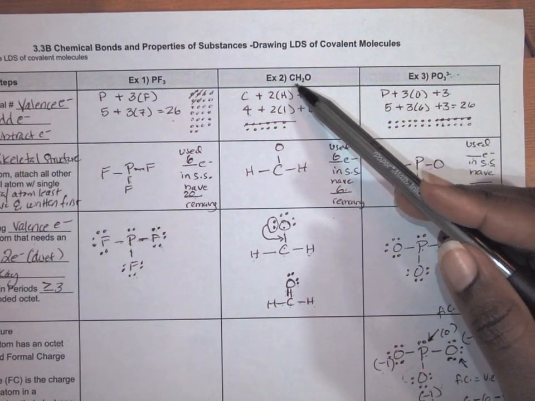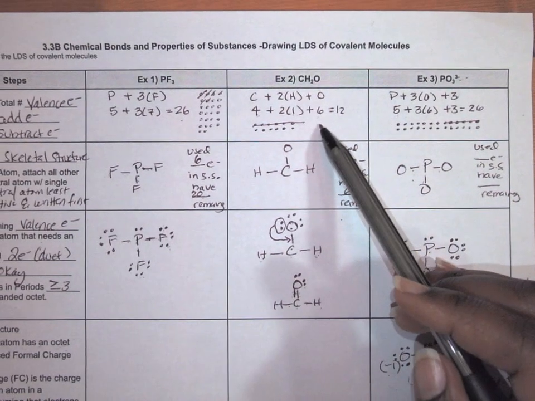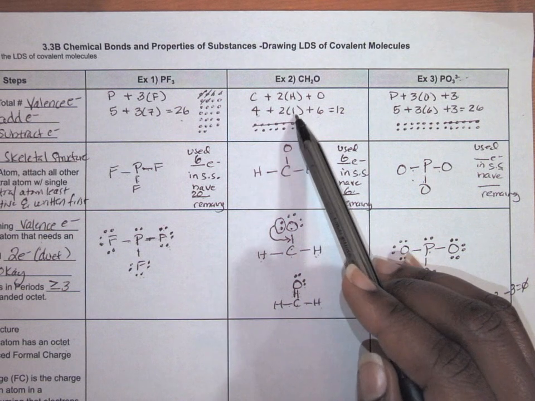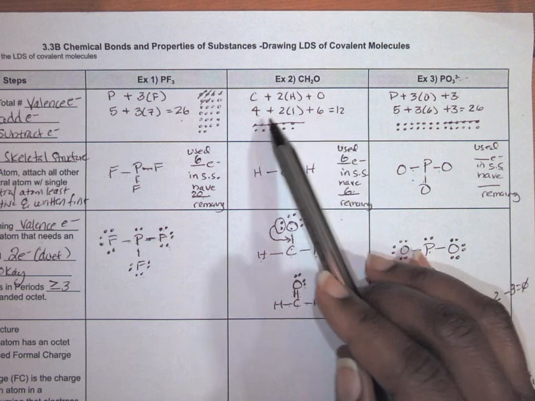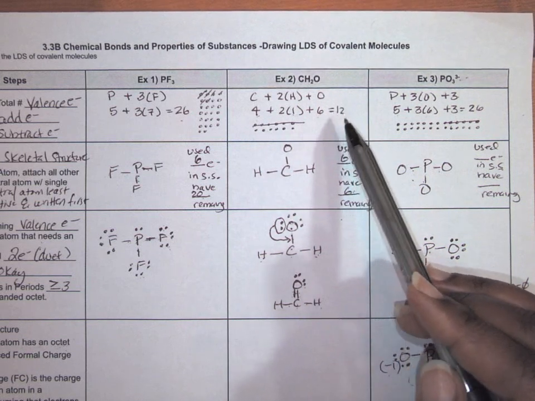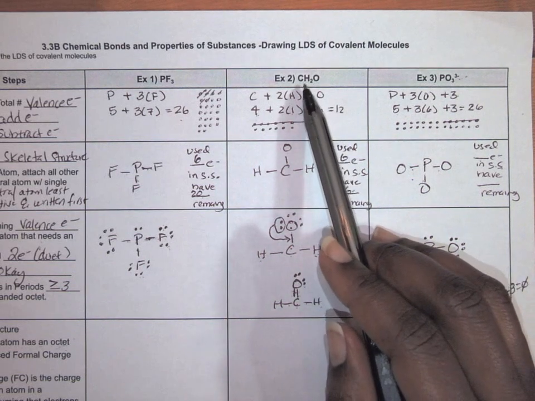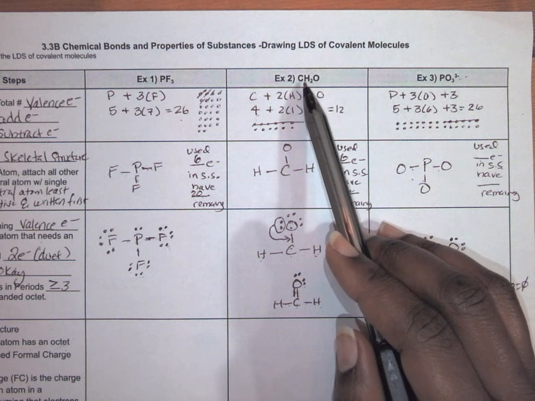Now we look at the second example, CH2O. So step 1, calculate the total number of valence electrons. Carbon's in group 14, it has 4 valence electrons. Hydrogen has 1 valence electron, and oxygen's in group 16, it has 6. If you add that up together, it gives you 12 valence electrons. Next, we draw our skeletal structure. Now again, the rules are the least electronegative go in the center, and it's usually the one that's written first.